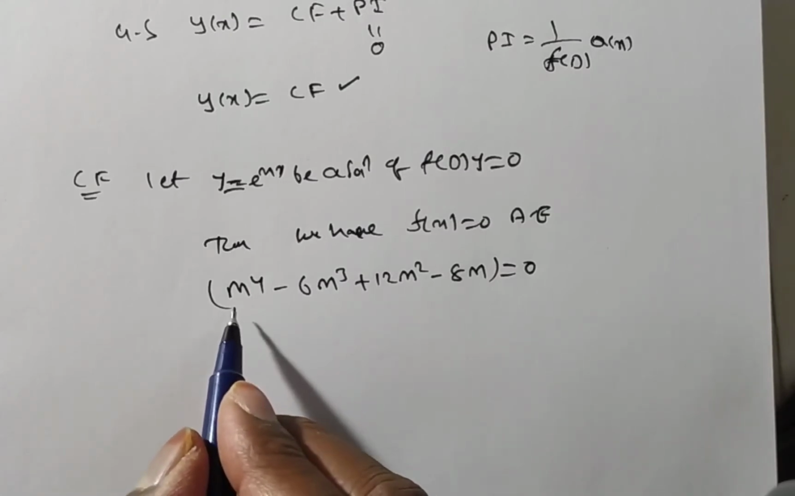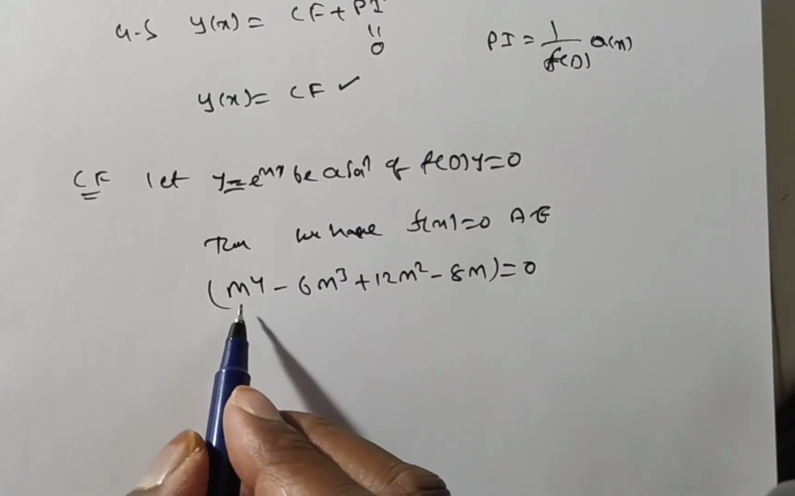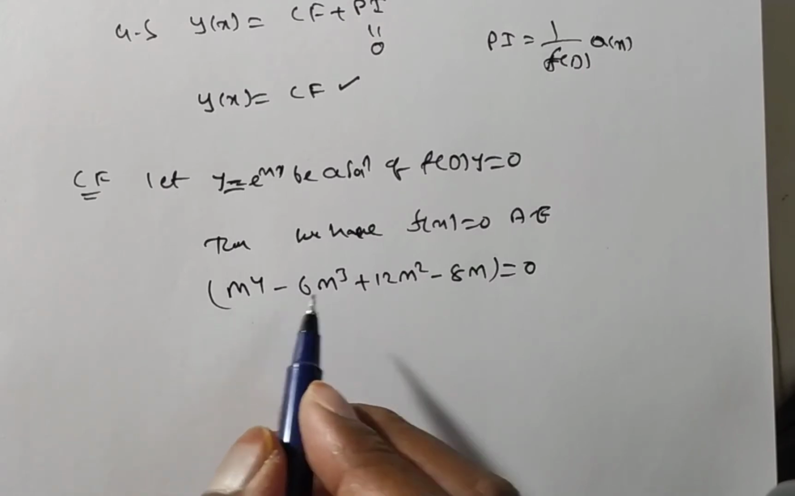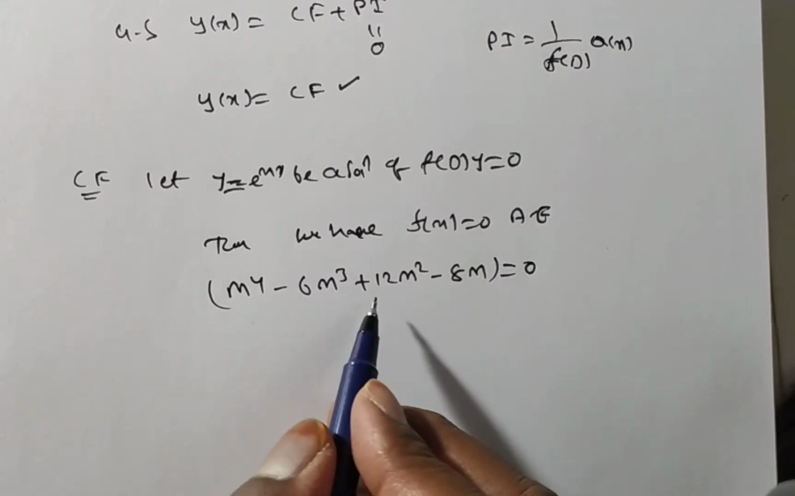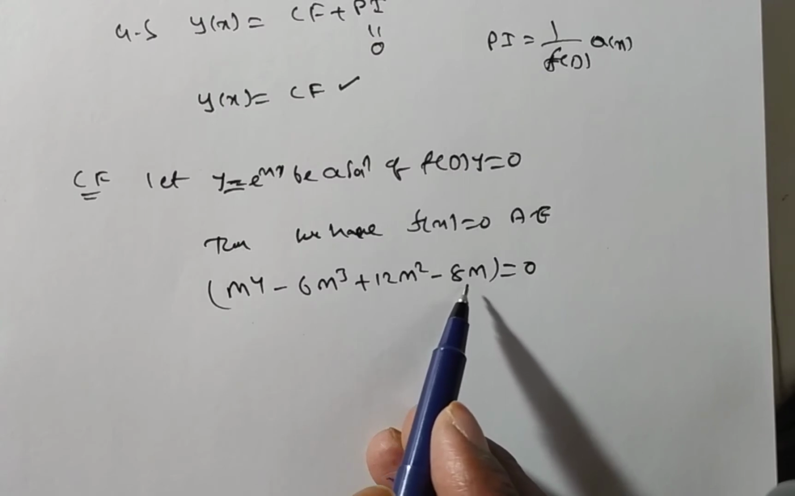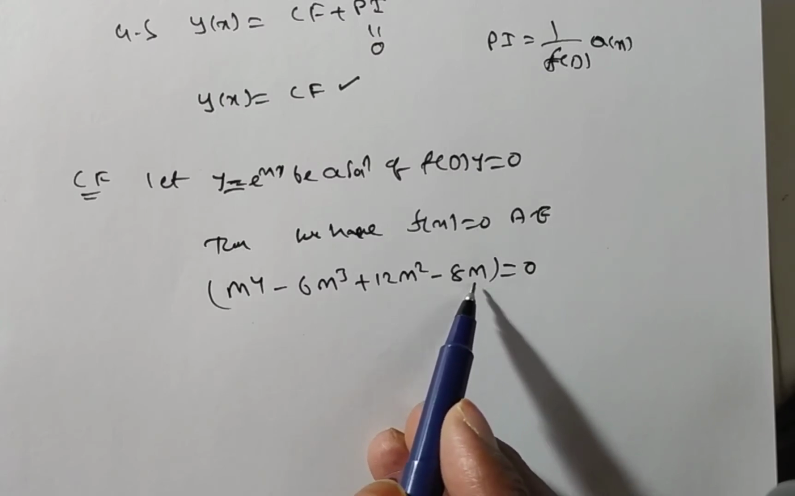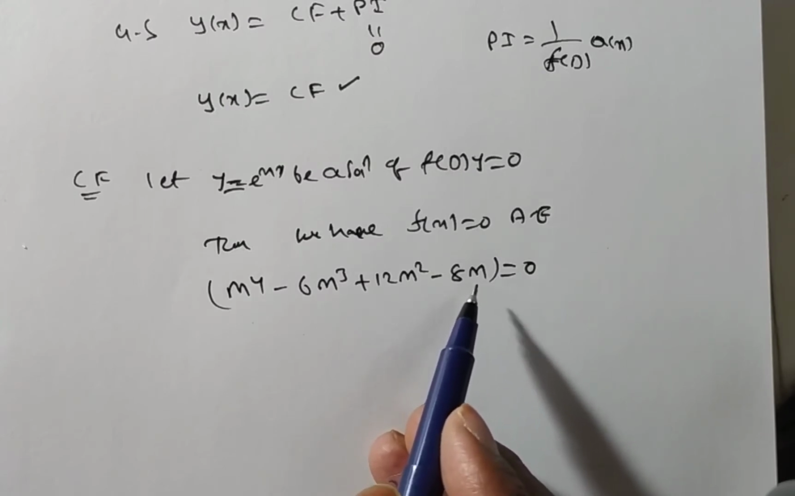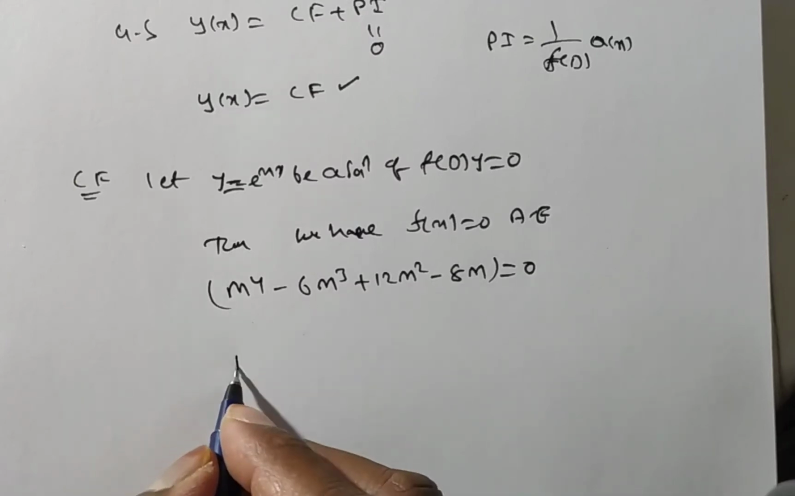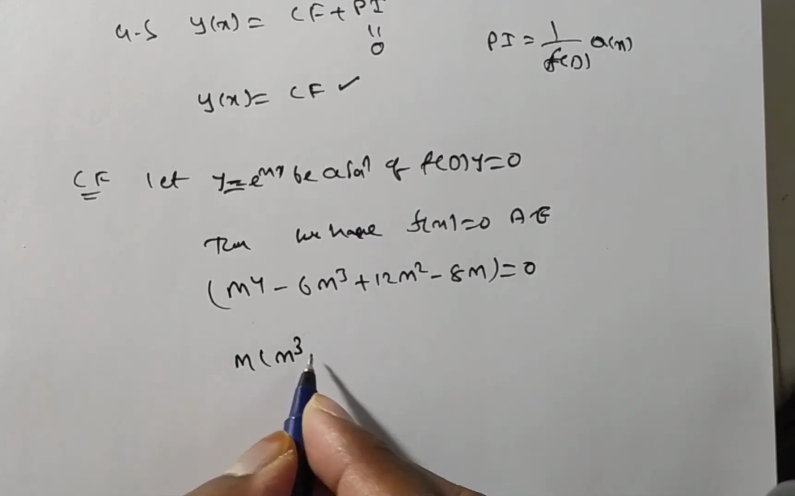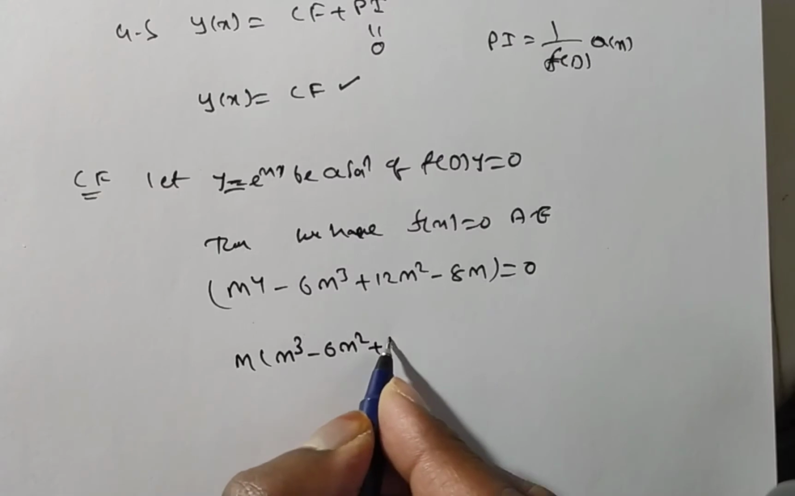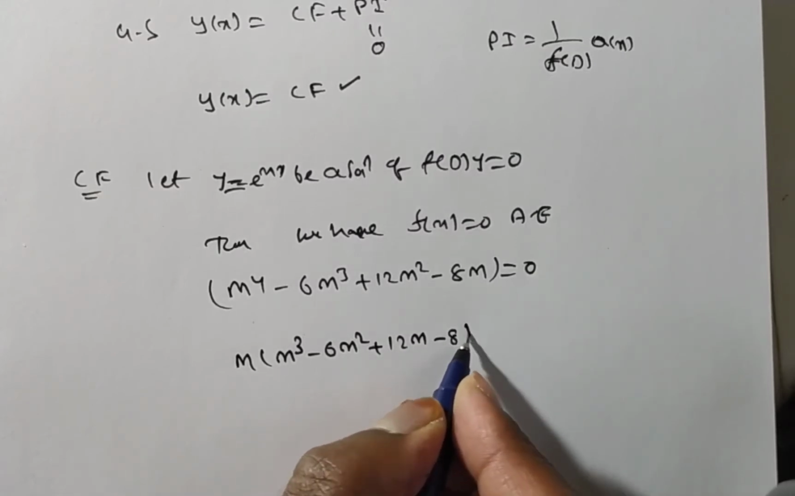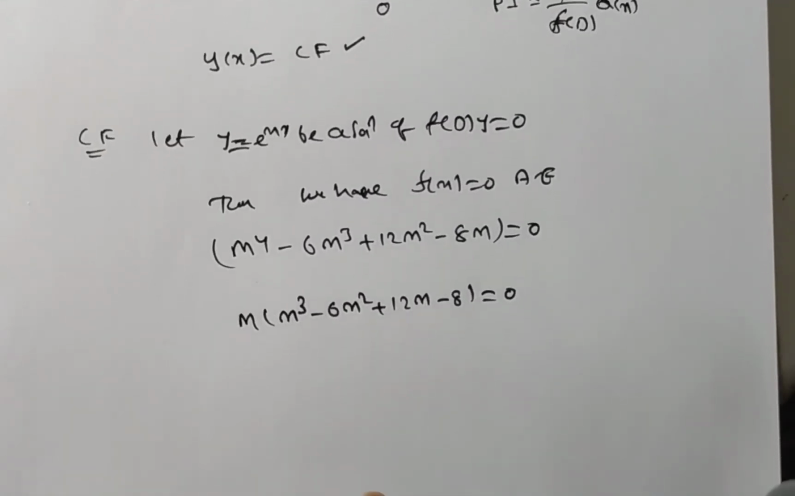Now it is a polynomial of degree 4, so you will have 4 roots. But by observation you can see here you have 8m, so the lowest degree term is m, so you can take m common. Then you will have m³ − 6m² + 12m − 8 = 0. Now we have to find the roots for this.